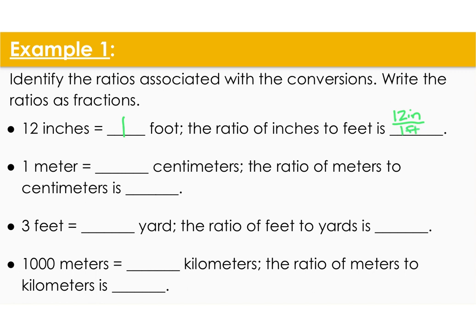1 meter equals 100 centimeters. The ratio of meters to centimeters is 1 meter over 100 centimeters. 3 feet equal 1 yard. The ratio of feet to yards is 3 feet to 1 yard.